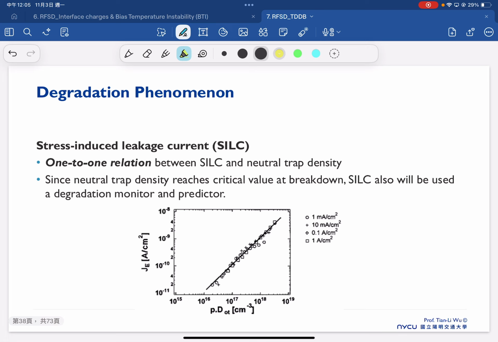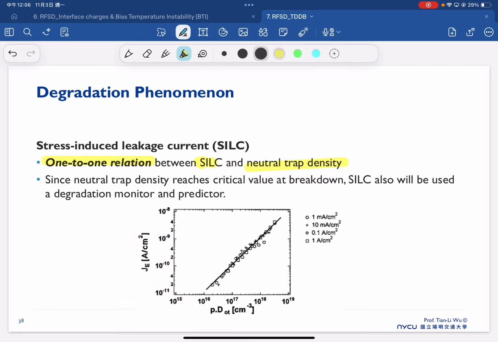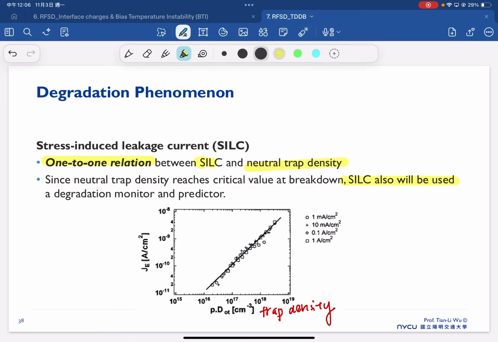And there is always a one-to-one relation between the SILC and the trap density here. So this is the current, and this is our trap density. Since the neutral trap density reaches a critical value at the breakdown, the SILC also will be used as a degradation monitor and predictor.